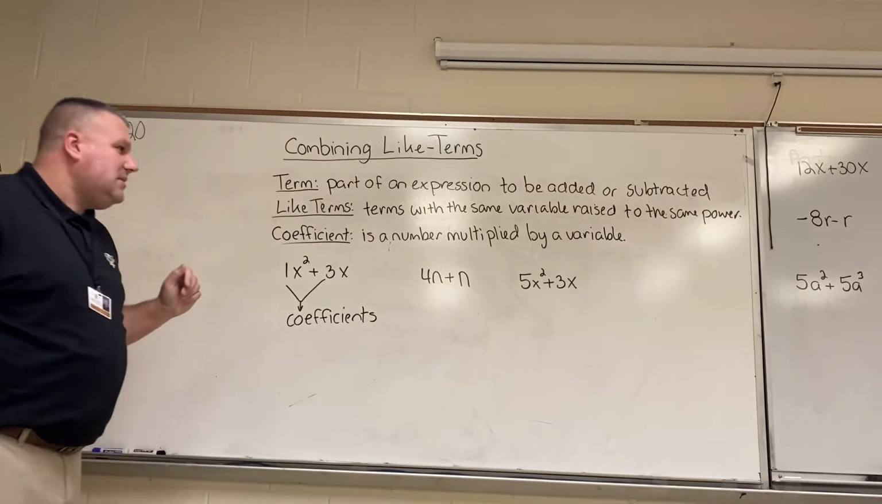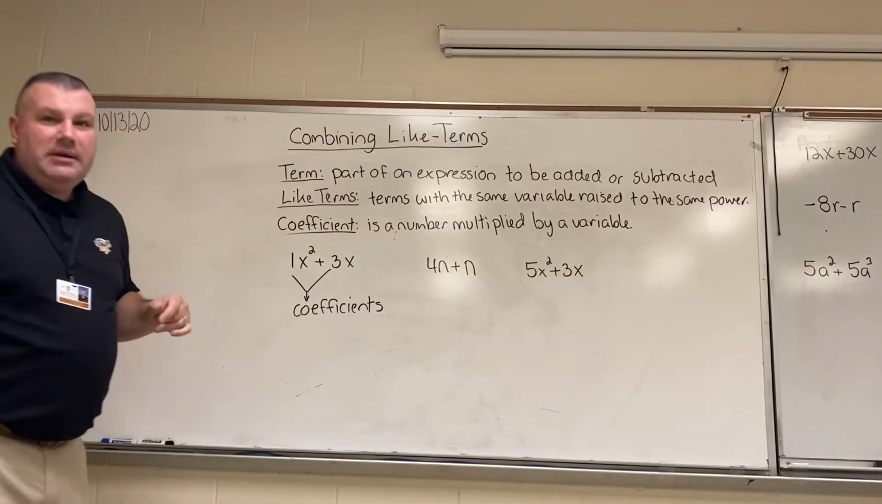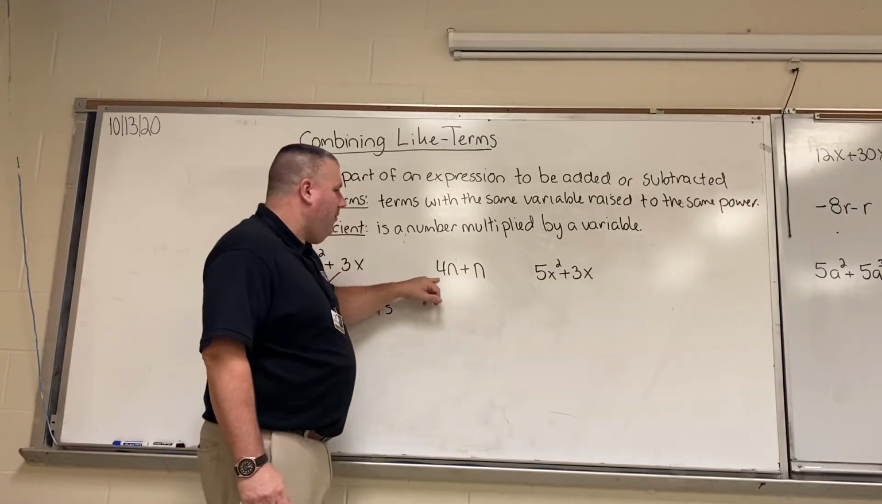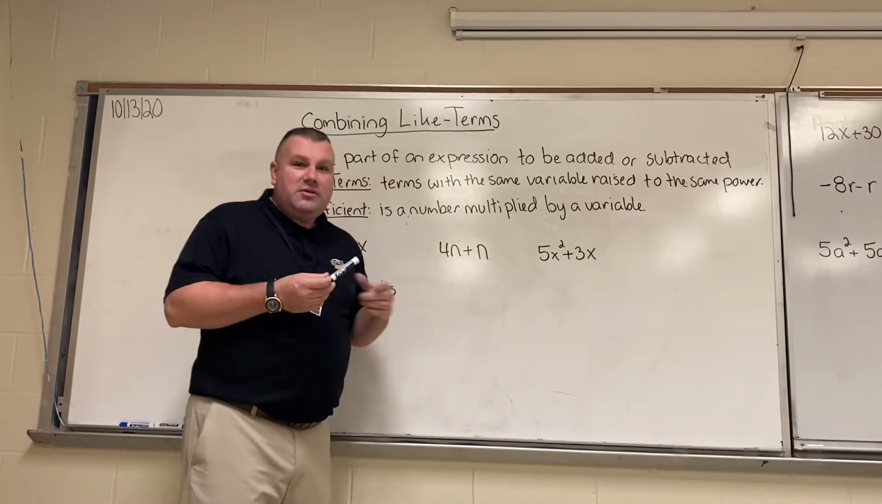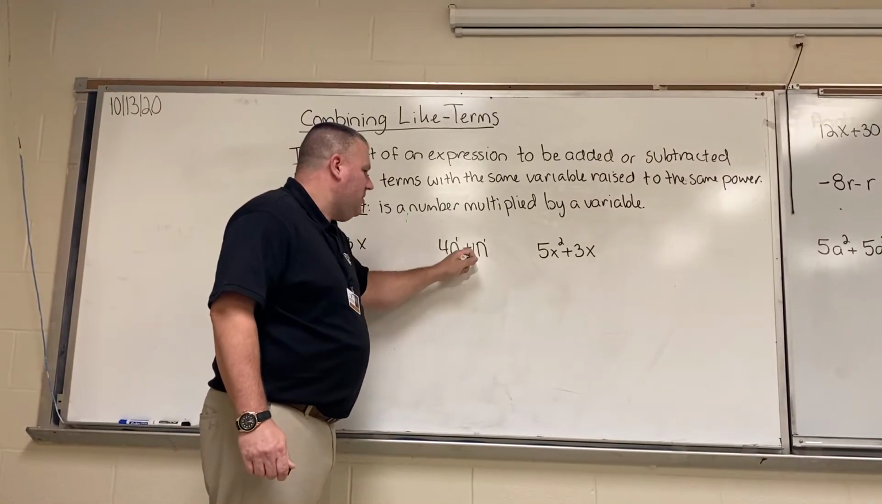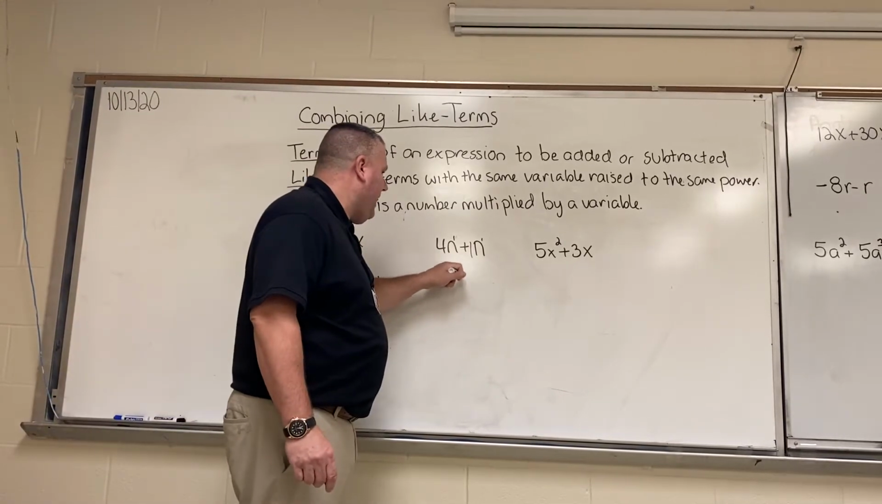A coefficient is a number multiplied by a variable. So anything that is in front of the variable is called the coefficient. Okay? So if we look at this here, we have 4n plus n. It is understood that there's a 1 here. Okay? And it's also understood that there's a 1 in front of that. Okay? So this would just end up being 5n.